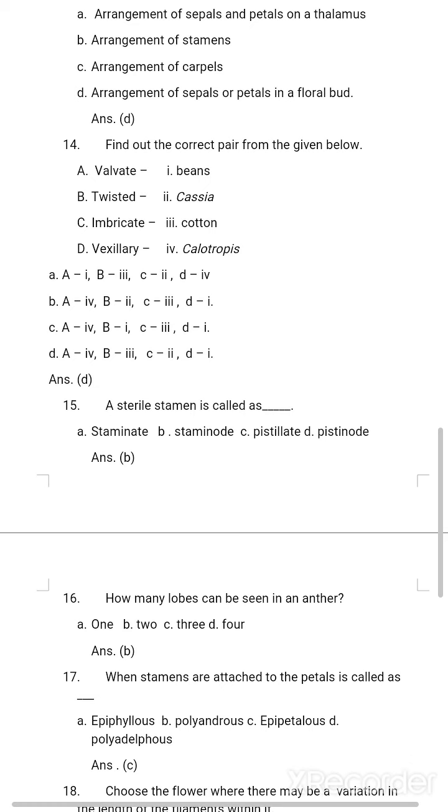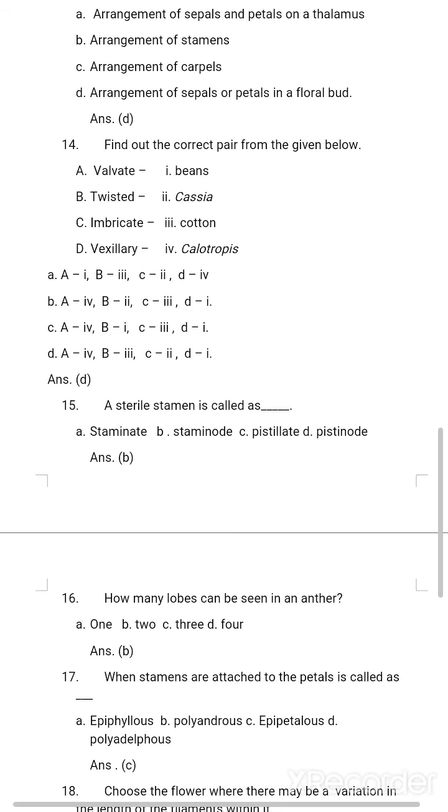Understood? Next, twisted, where the sepals or petals are overlapping on one another. That nature can be seen in the cotton plant. Understood? Now, imbricate. In this imbricate aestivation, sepals or petals are not present in any particular manner. It means one sepal or petal is completely outside, one is completely inside, then the rest of the sepals or petals are overlapping with each other on one another.